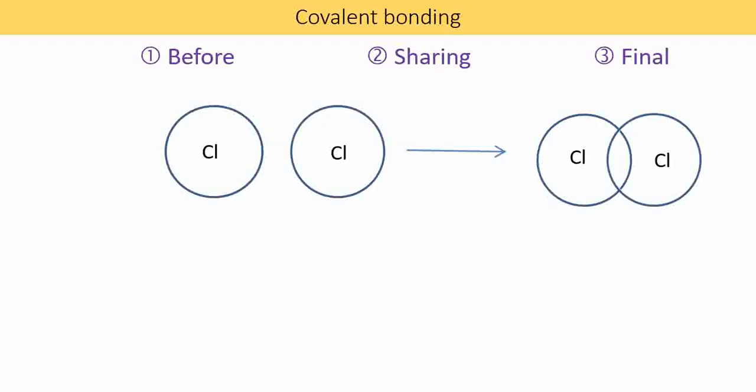Now, quickly, let's get into the dot and cross diagram for drawing covalent bonding. All right, so here we're looking at two chlorine atoms. Chlorine is found in group 7, atomic number 17, which means it has 17 electrons, therefore it is 2, 8, 7. Now, we're just going to use the outer shells only. So 6 and 7, and we have 2, 4, 6, and 7.